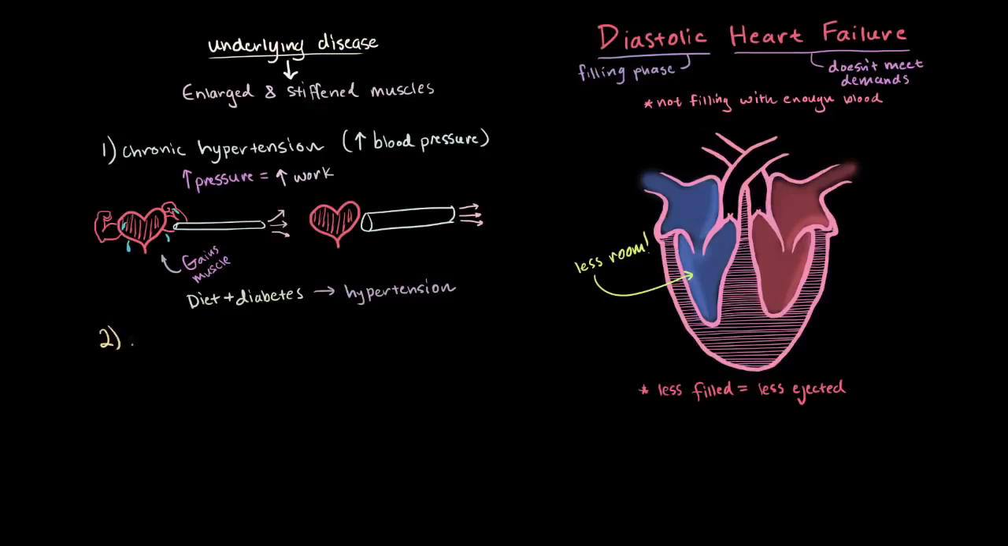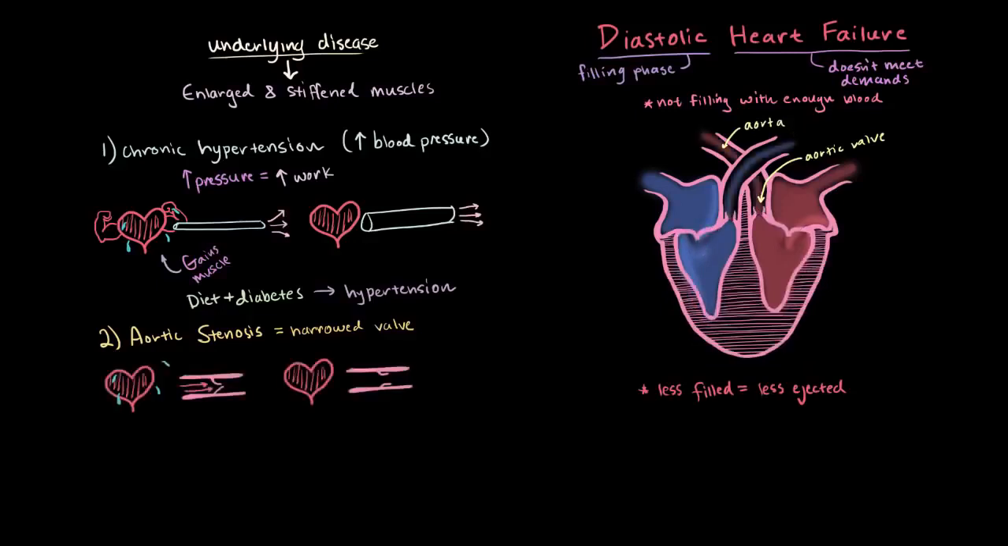And the second underlying disease is aortic stenosis. And stenosis, from the systolic heart failure video, we know is a narrowed valve. Specifically, we're going to talk about this valve right here, this aortic valve. That valve goes out from the left ventricle and pumps into an artery called the aorta. So similar to hypertension, it's a lot harder to pump blood through this narrowed opening, as opposed to a valve that's opening all the way. And what happens? Well, the heart muscle, again, bulks up and gains muscle, so it can try to pump harder through this smaller valve.